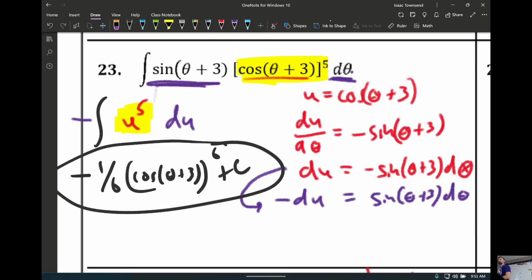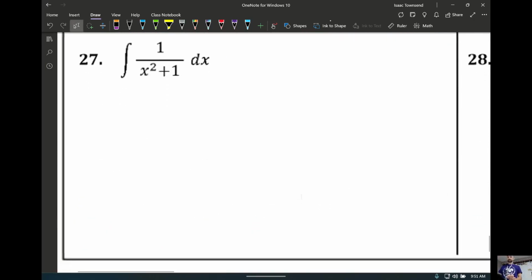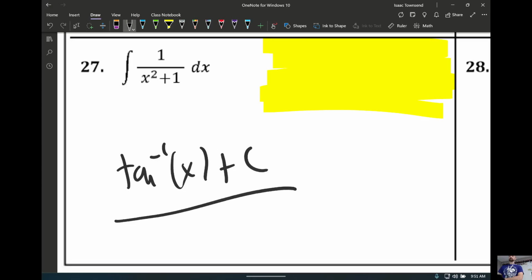Did you do number 27? You want to do 27? Yeah. No, on the back. Isn't it just inverse tangent of x plus c? Yeah, probably. Okay, then you need to add this to the top of your paper. I don't remember it.